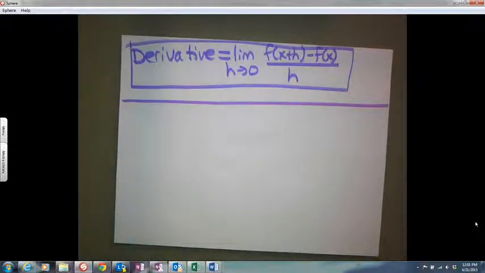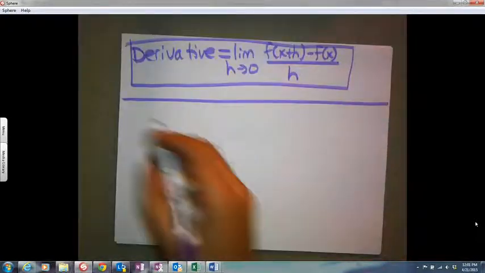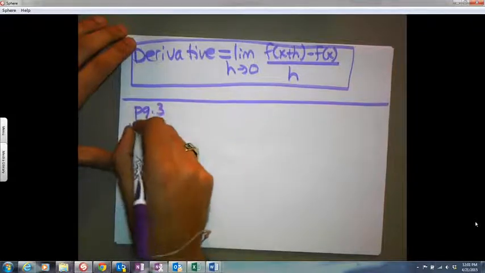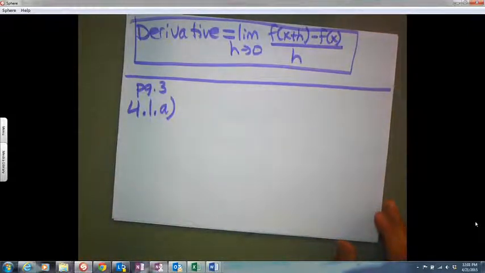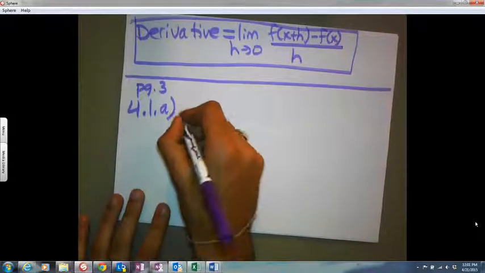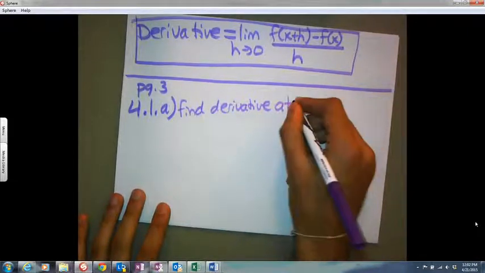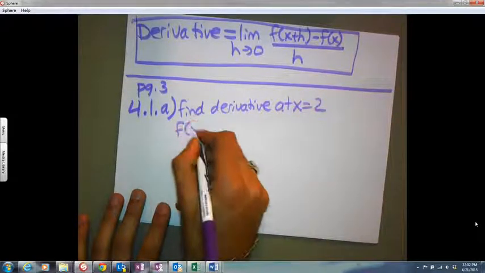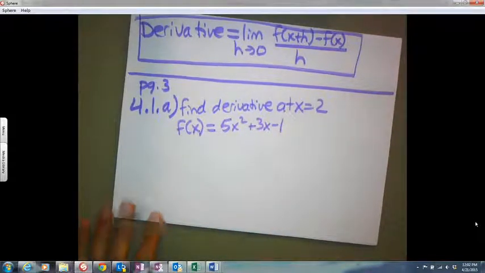So let's do page 3, level 4, problem 1. It says find the derivative at x equals 2. And they gave me f of x.